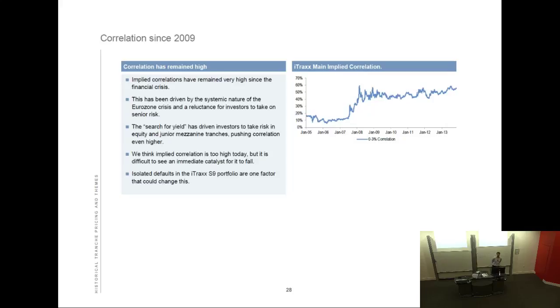Which means that we're still living in a world where, when you look at super senior tranches in Europe, they trade nowadays still quite expensive, or quite wide, because they're pricing in a lot of risk, compared to the US. In the US, we don't have this kind of high correlation anymore. In the US, it went up and then came down again. So very different pricing.